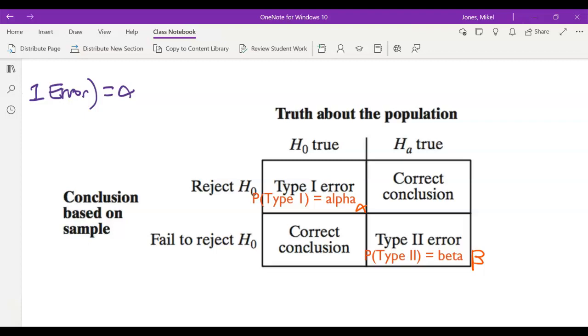If the H0 is true, but we failed to reject the H0, well, we made the correct conclusion, so we're good. If the HA is actually true and we rejected the H0, great, then we made another correct conclusion. But if the HA is true and we failed to reject the H0, we made a type 2 error. The probability of a type 2 error is called beta, so alpha and beta. Again, I don't think it's in the current AP curriculum to talk about beta, but I just wanted you to know it's an alpha and then a beta. That's why we call it type 1 and type 2.